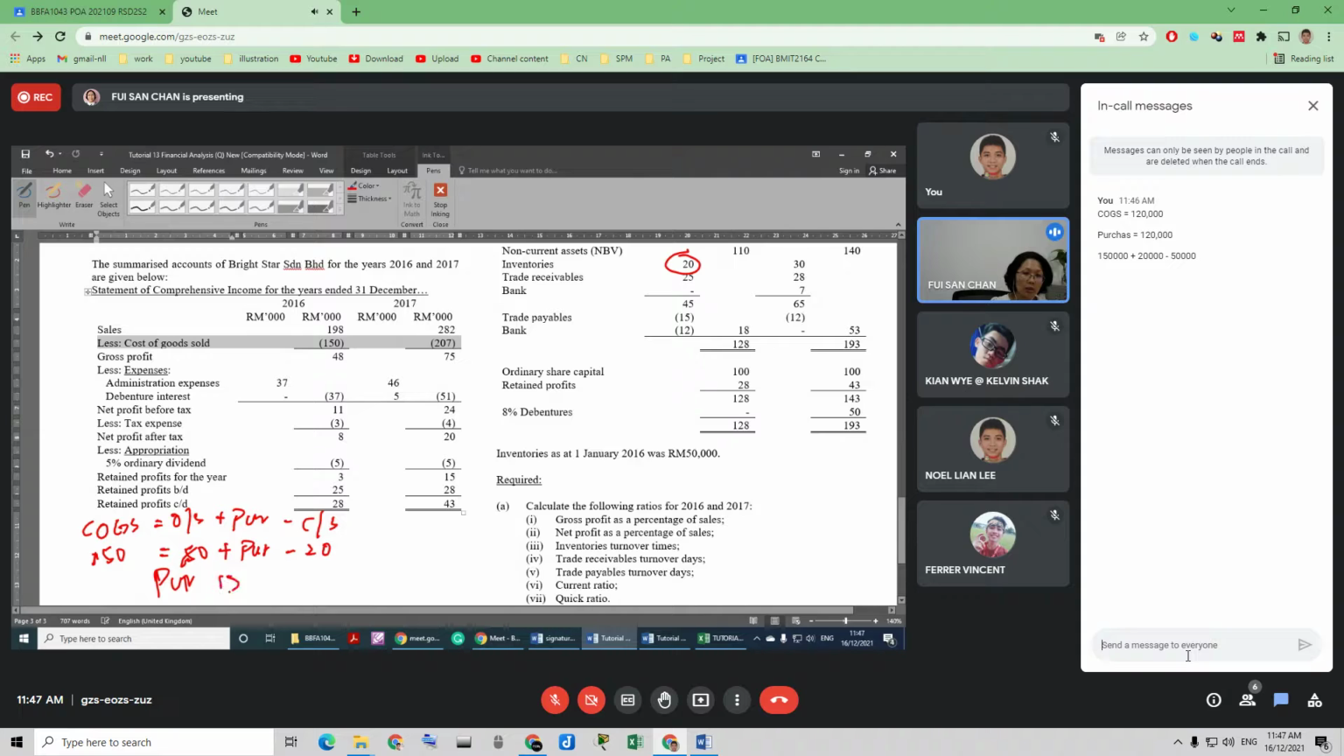So purchases is 120. If you want to check whether your answer is correct, you put from here 50 plus 120 minus 20. Is it equal to 150? If equal to 150, then this is correct, isn't it? So use the cost of goods sold formula.